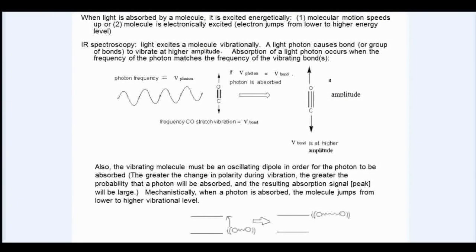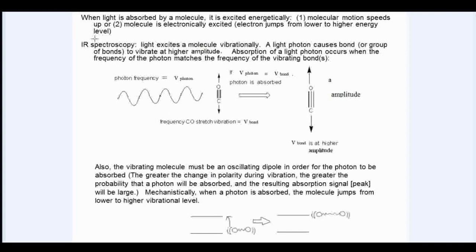When a molecule absorbs light, it becomes energetically excited. The excited molecule will move faster in some way, or if the light energy is high enough, absorption causes an electron to jump from a lower energy level to a higher energy level. When a molecule absorbs IR light, it becomes vibrationally excited.